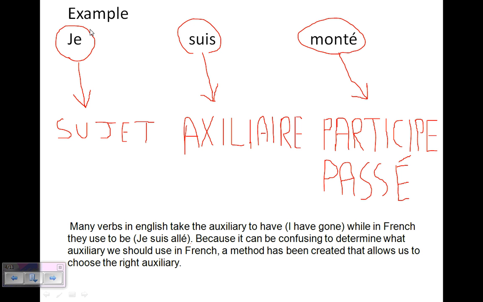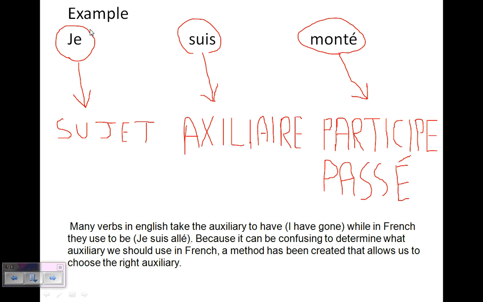While in French, they replace their auxiliary with the verb to be. So I have gone in English would use the auxiliary to have, but in French, look at this: Je suis allé. It takes the auxiliary to be, être. So it can be confusing when you're trying to speak or write the language which auxiliary to use. So how do you pick which auxiliary to use, whether it's to be or to have?